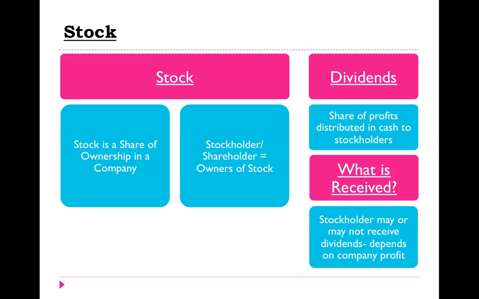Stockholders or shareholders are individuals who own stock. Owning individual stock is like owning a small share of a company. Stockholders receive dividends, or quarterly payouts of profits by a company to all shareholders. In some cases, stockholders may or may not receive dividends. It depends on if the company is making a profit.